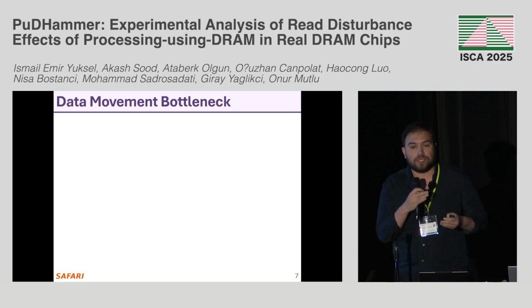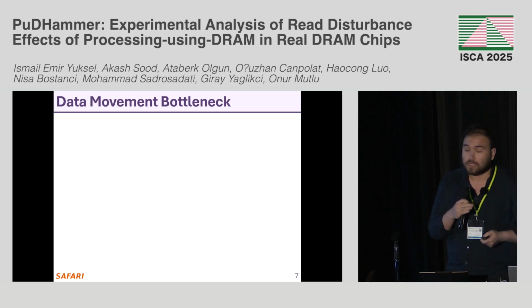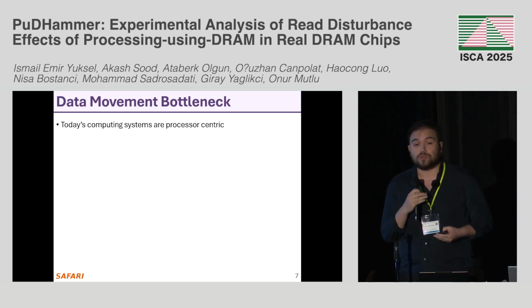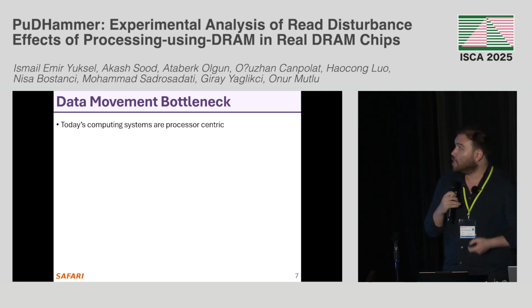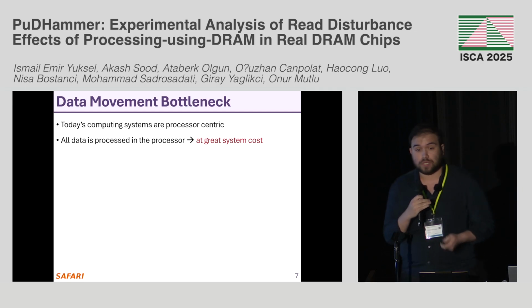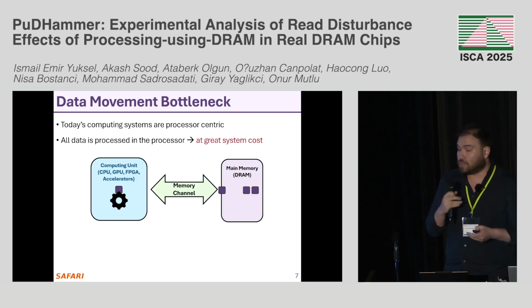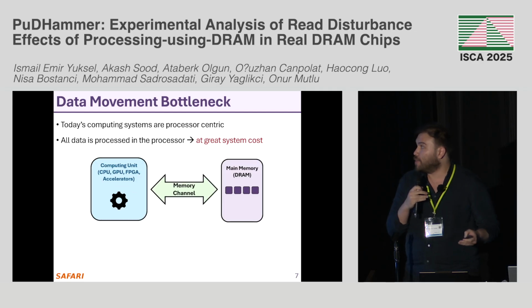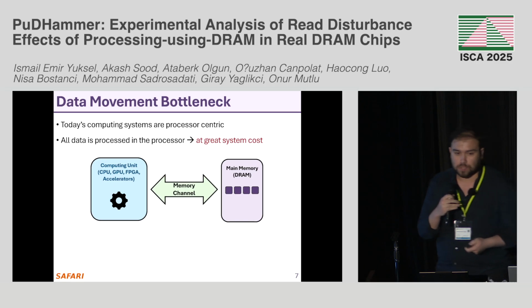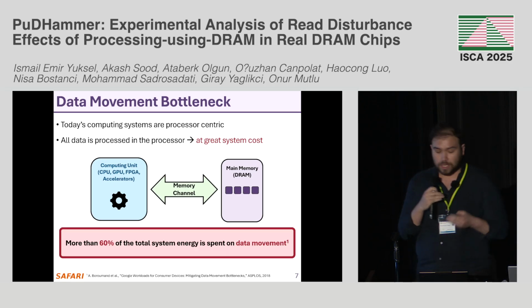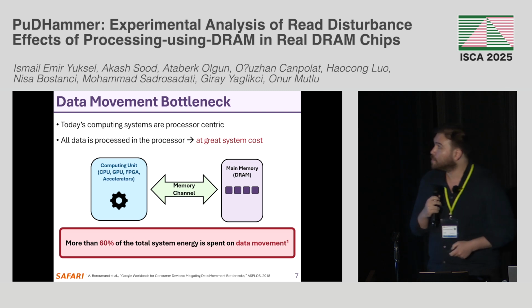Until now, we see that DRAM is just used to store data. And this is because today's computing systems are processor-centric. All data is processed in the processor at a great system cost. In order to compute, you need to move the data back and forth between main memory and computing units. And prior work showed that more than 60% of total energy is spent on this data movement.